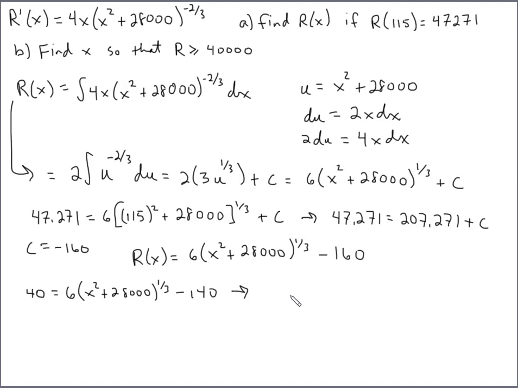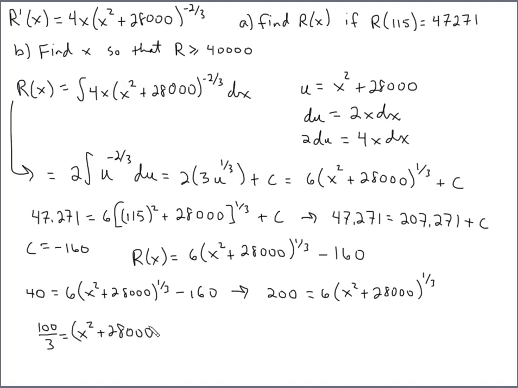So we're going to add 160. I put 140 there. 160, fix that. So 160 there. We're going to add that to both sides. That's going to give us 200 on the left side is equal to 6 times x squared plus 28,000 to the 1/3 power. Divide both sides by 6. That's going to give us 100 over 3 is equal to this.